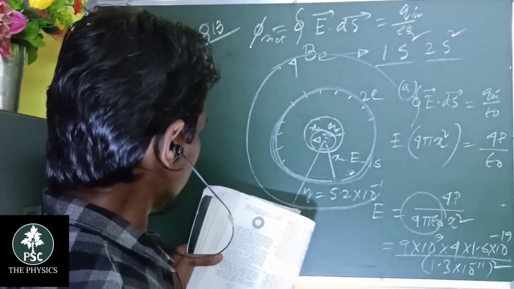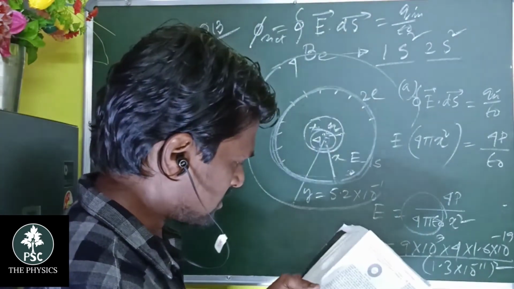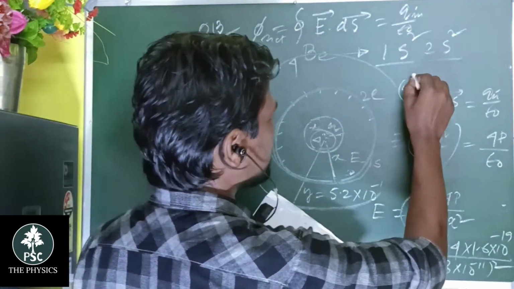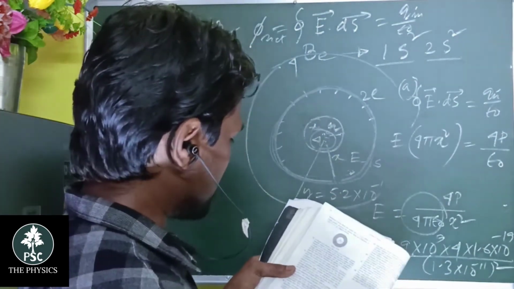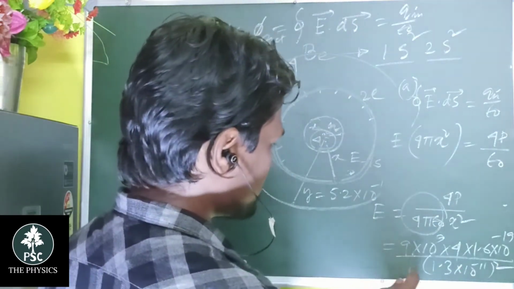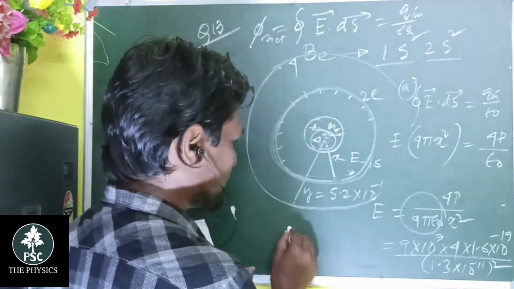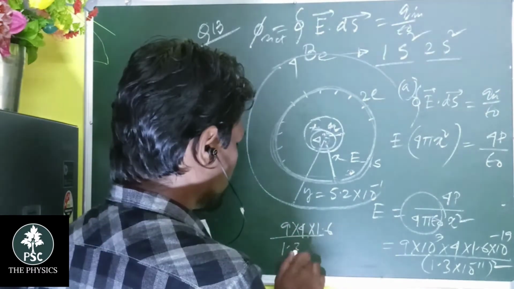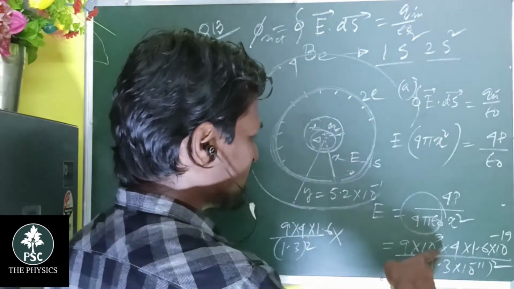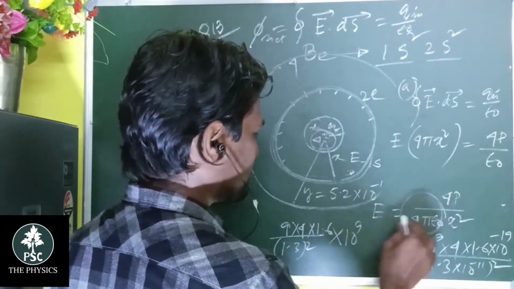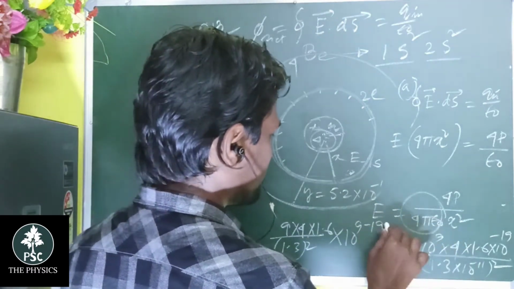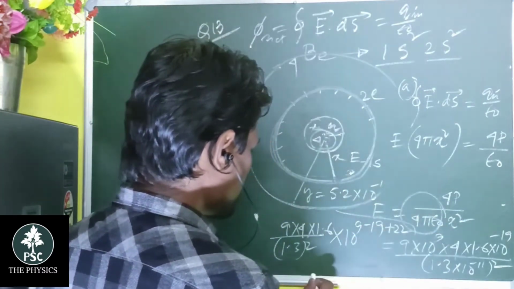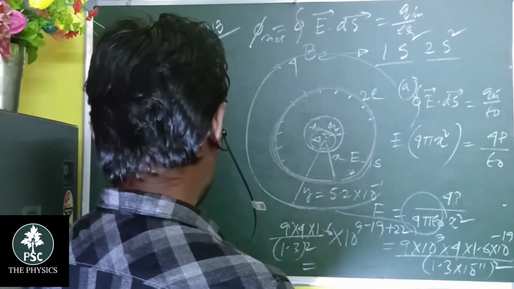Okay, so this is case number A, and the answer: if you calculate this and this and this, you have to multiply this one. So 9 into 4 into (1.6 divided by 1.3) whole square into 10 to the power 9. Here it is 9, then minus 19, and then plus 22.